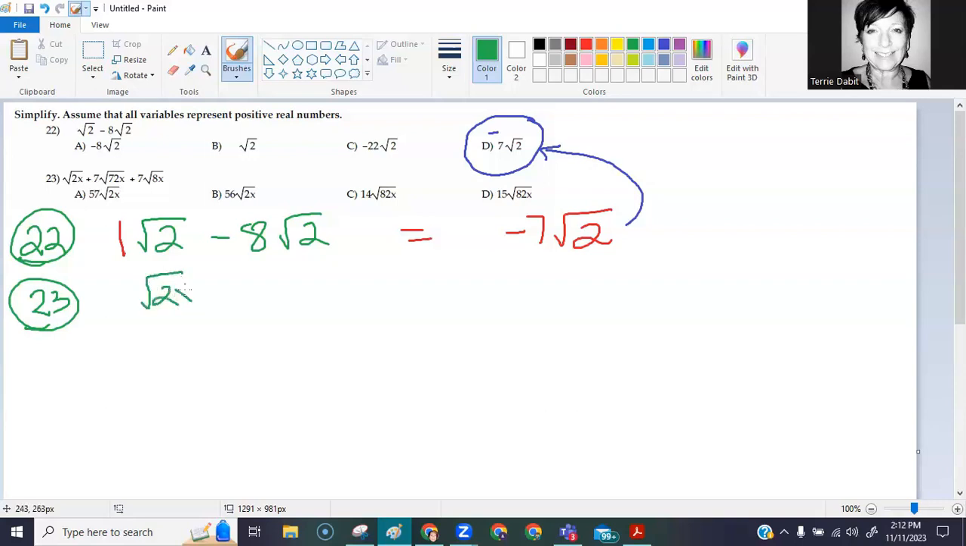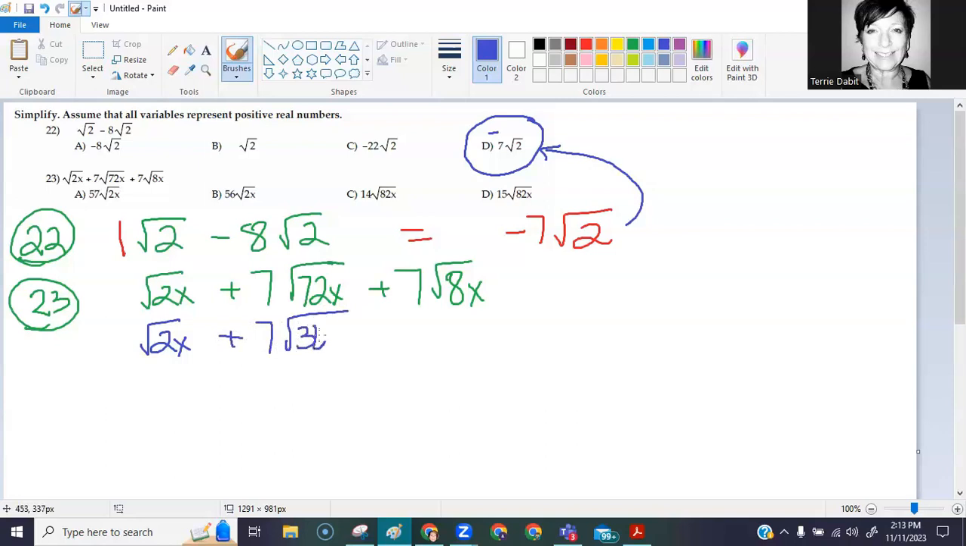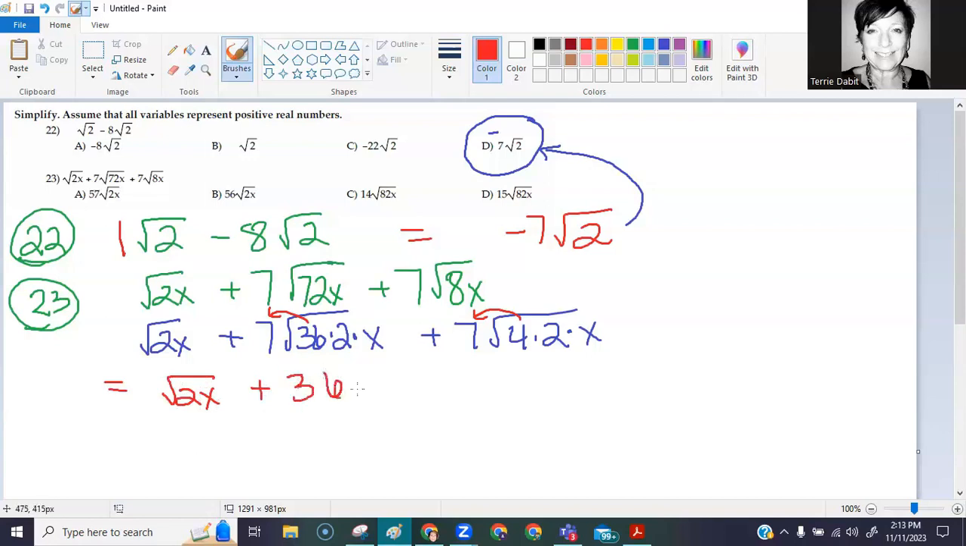The first thing that I notice is that on the inside, they're not the same. So right now, I can't add them together because what's on the inside is not the same. But I can simplify each of these and try to get the inside the same. 2x won't do anything. Let's bring that down. 72 will go into 36 times 2 times x, and then 8 will go to 4 times 2 times x. And then I have to pull out whatever the square root is and multiply that by that outside 7. So I have 2x plus 36, 2x plus 14, 2x.